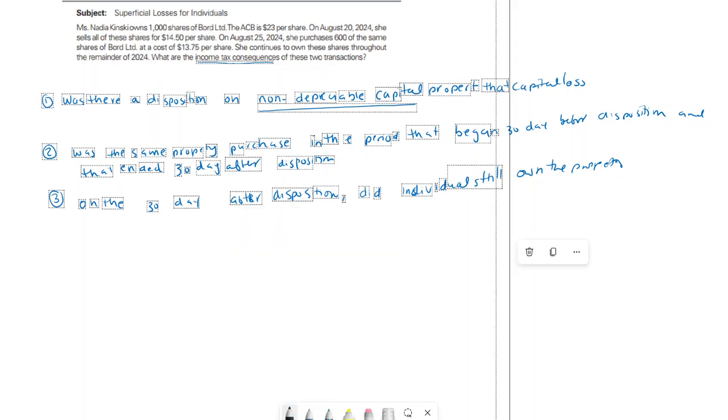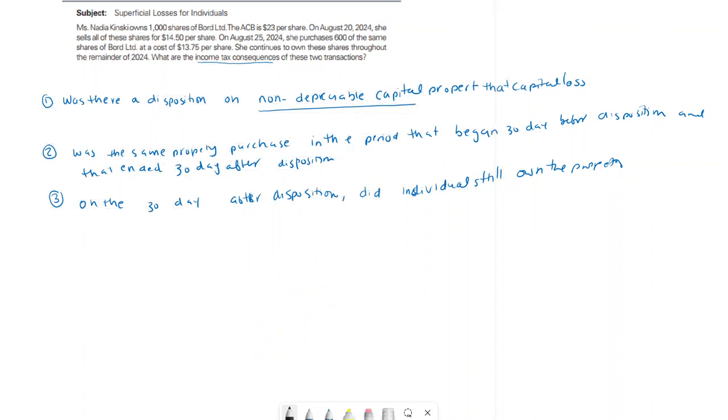In this case, Miss Nadia owns 1,000 shares, and the ACB is 23. On August 31st, 2024, she sells all the shares at 14.50, so there is a loss. On August 25th, she purchased 600 of these shares. So she purchased, then she sold, but she still owns some of the shares. She did not sell everything. She sold only 60%. How did I get the 60%? She had 1,000 shares and she sold 600, so she sold 60% of the shares. That's how we got it.